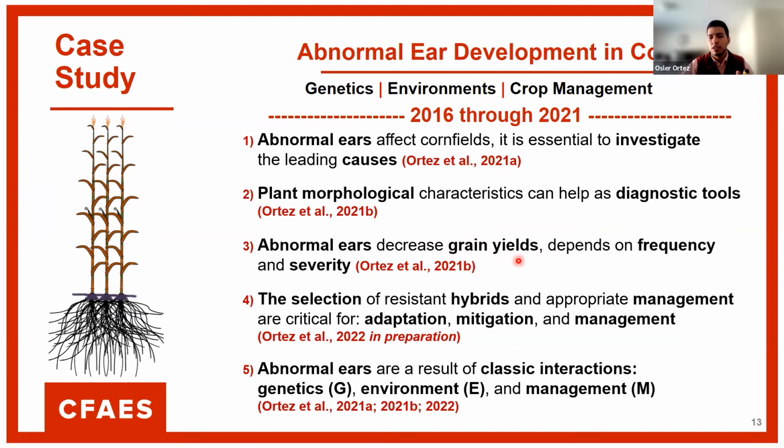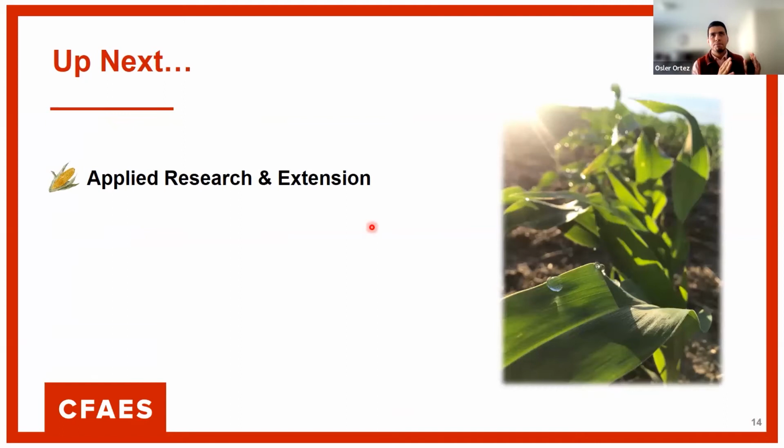The selection of resistant hybrids is important, as well as appropriate management that can help us to adapt, mitigate, and manage some unfavorable conditions that we might be facing in our growing season. And very important, looking at abnormal ears as a result of interactions of genetics, environment, and management. So that's all I had over there.